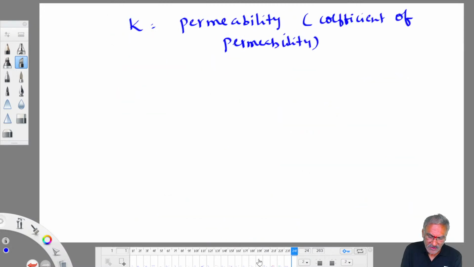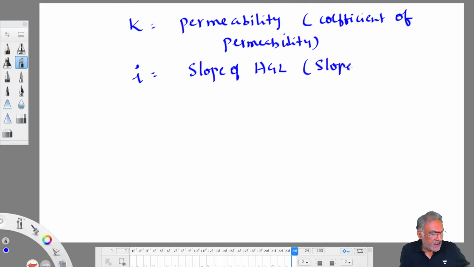Where I is equal to the slope of the hydraulic gradient line, or in our language we call it the slope of water table. So I is equal to the slope of water table.